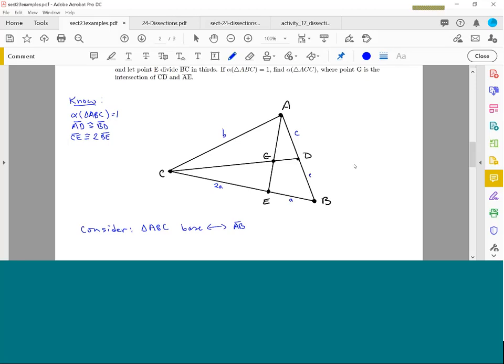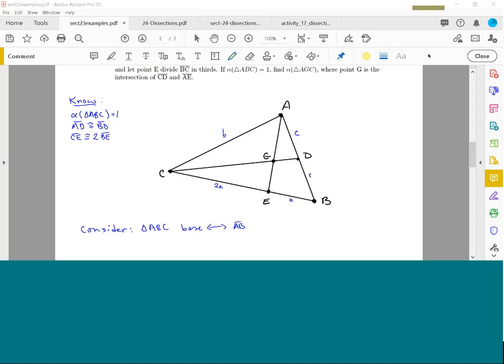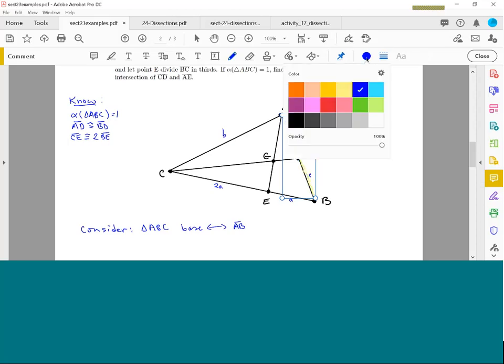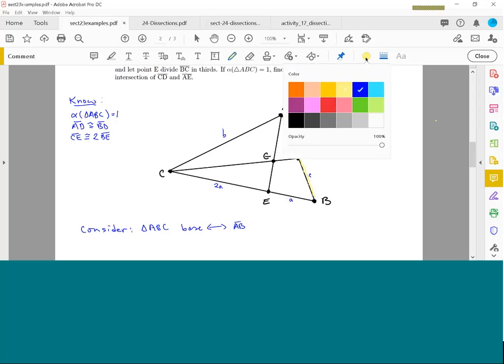Let me see if I can highlight this. Doesn't look like it's going to let me highlight it today. But let's see if I can highlight it with just a color. So here's our base. That is a terrible thing to do. All right. That didn't work out at all. I was thinking I was going to be awesome, and it definitely didn't work.